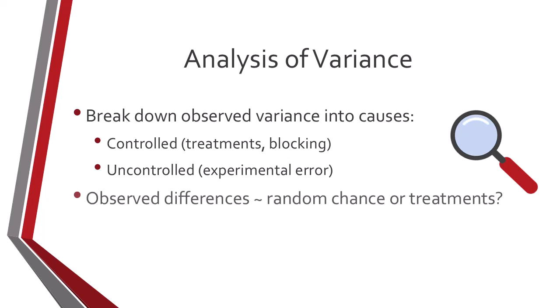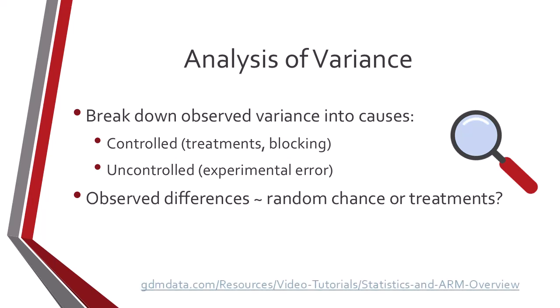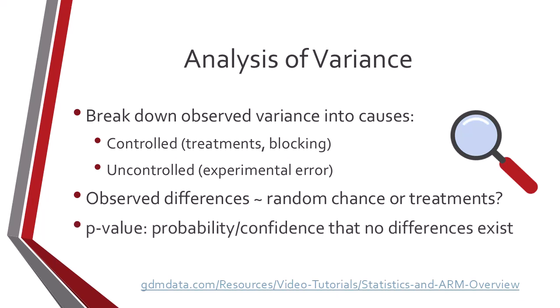The goal is to evaluate whether the observed differences between treatments are due to random chance, or the treatments themselves. We cover the details of the AOV calculations in Part 2 of our statistics overview video. The end result is a p-value, the probability that no differences in treatments exist. We then perform a mean comparison test to understand which treatments differ from each other. Let's see how this is all put together within ARM.